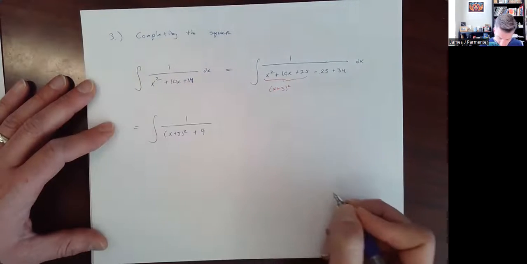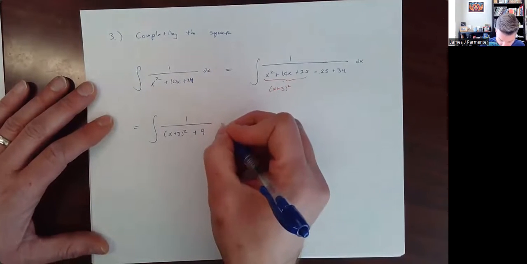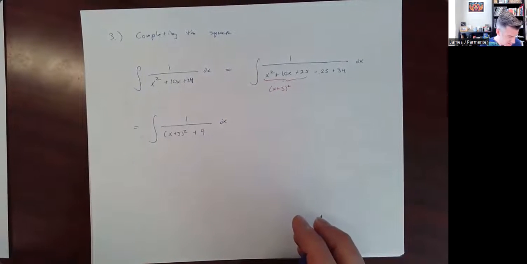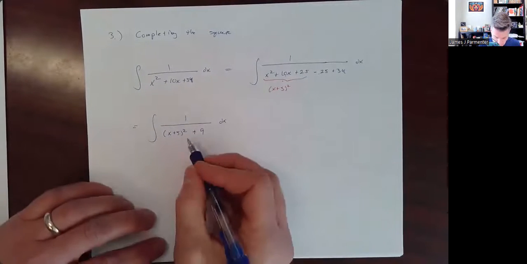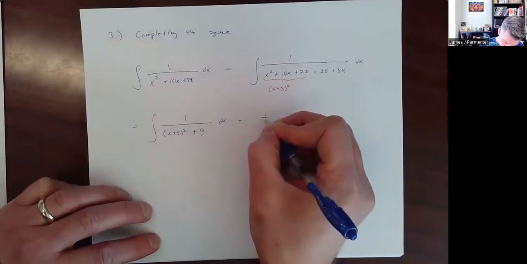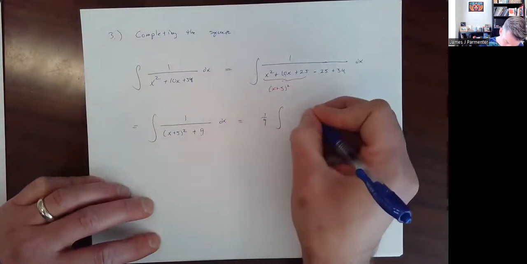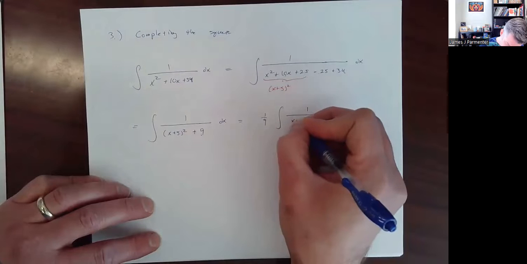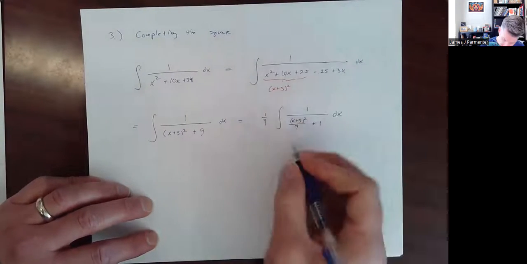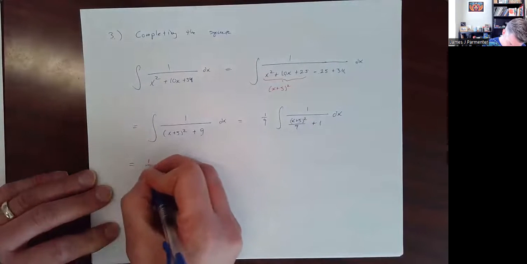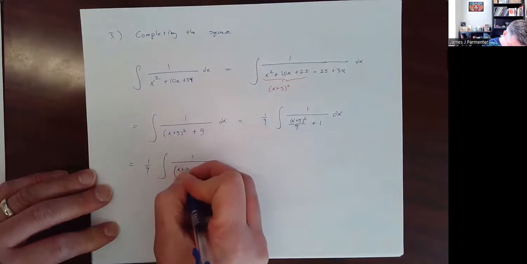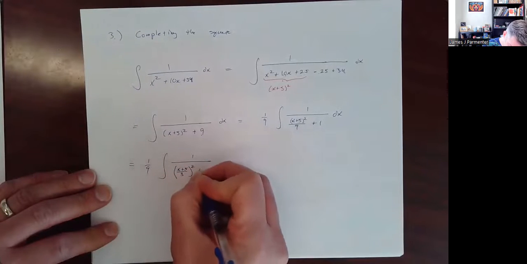plus 9. And there's a number of ways to go about doing this. The 9 there is a little challenging. You could do the thing where you factor out a 1/9. It's going to be the integral of 1 over x plus 5 squared over 9 plus 1, and then rewrite this as the integral of 1 over x plus 5 over 3 squared plus 1.